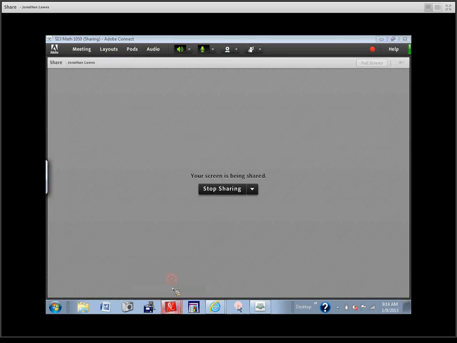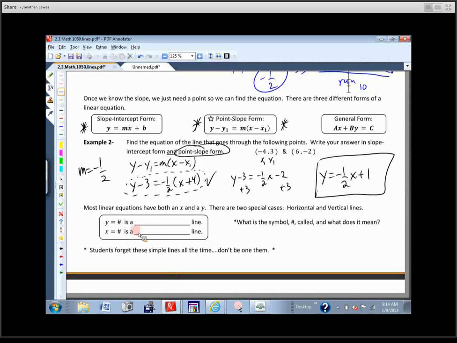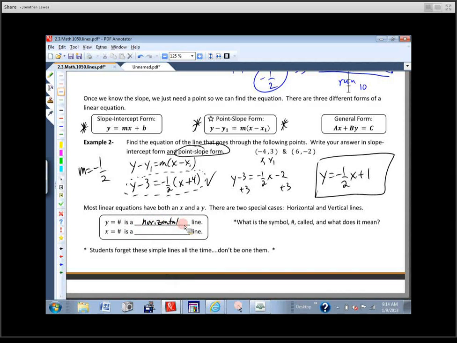Y equals a number is a, what is it, Tylen? Horizontal. So if it's y equals 7, that's a horizontal line. If it's y equals negative 19/32, that's a horizontal line. If it's x equals a number, then that is a vertical line.